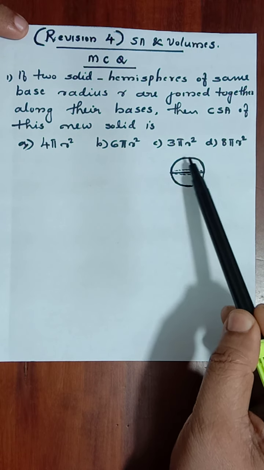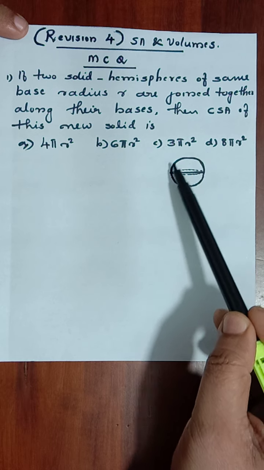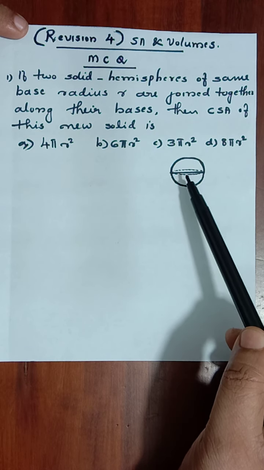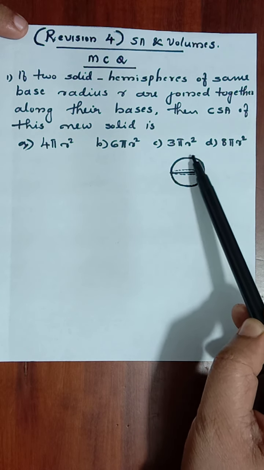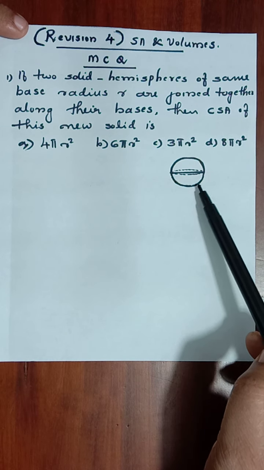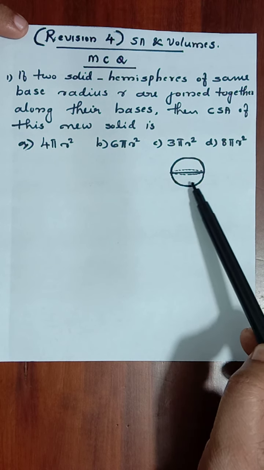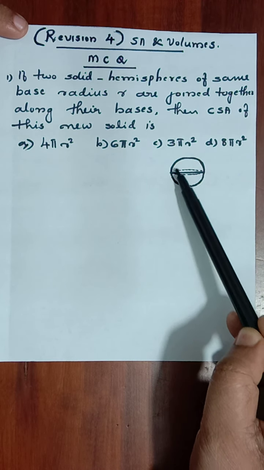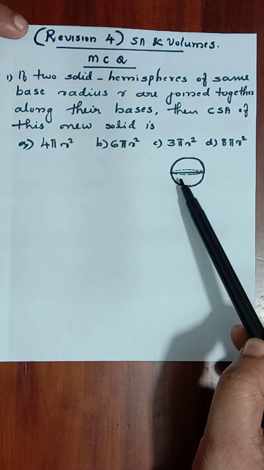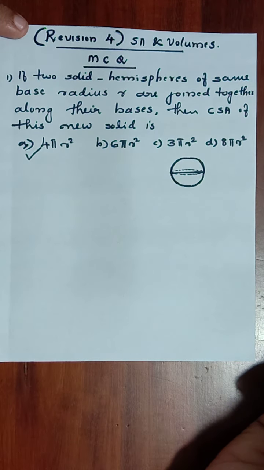What is the new solid formed here? It will be a sphere itself. What will be the CSA of this? That is the question. We know for a hemisphere CSA is 2 pi r square. For the second hemisphere also it is 2 pi r square. So the total of the CSAs of both the hemispheres will be 4 pi r square. So our answer is 4 pi r square.